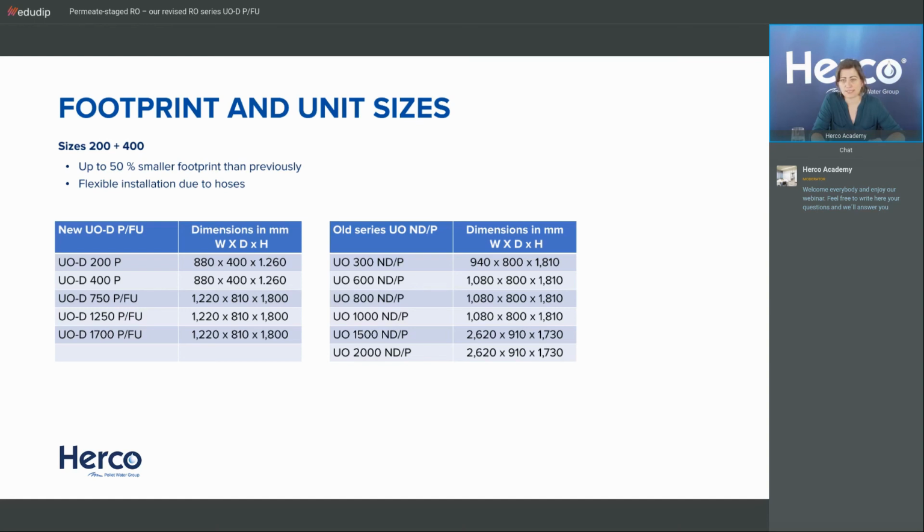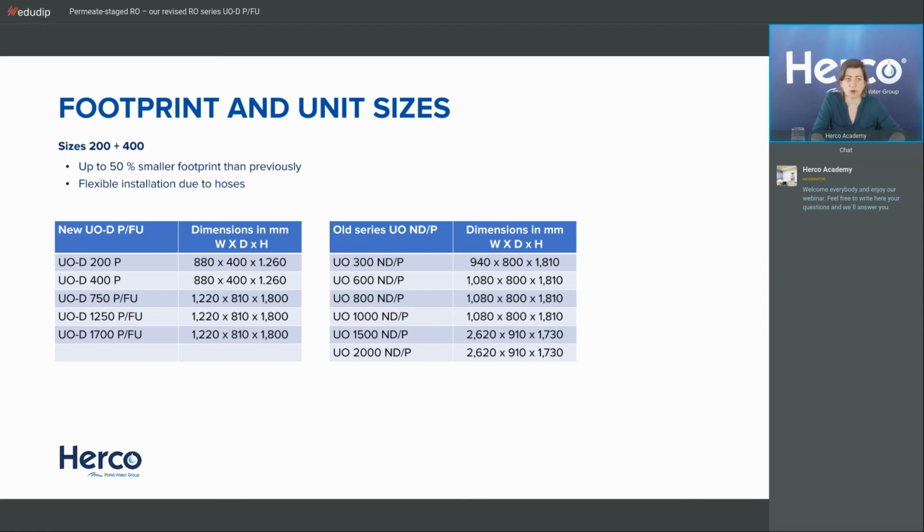We have different sizes now than we used to because we have taken the stages, first and second stage, and we have tried to use exactly the stages we have in the UOD series. So if you have old UOD units, those can be retrofitted. And I'll show you in the next chapter which unit corresponds to which permeate staged unit.